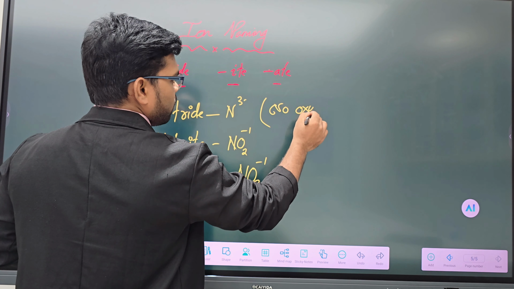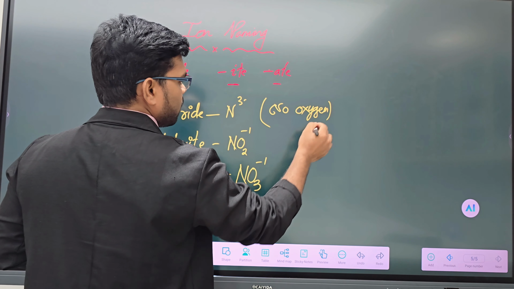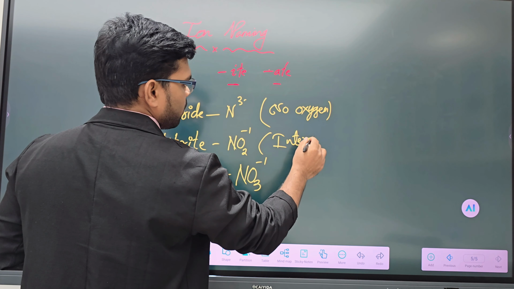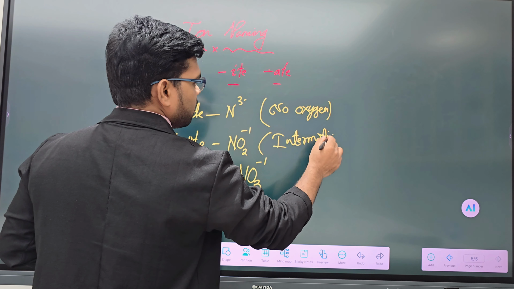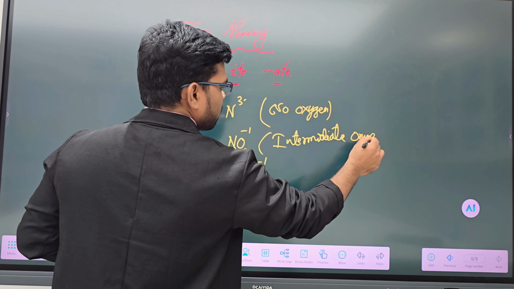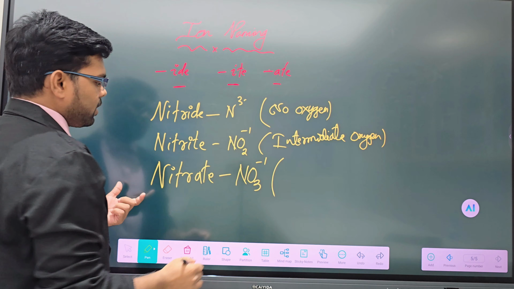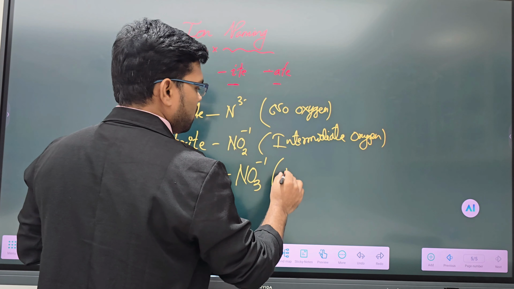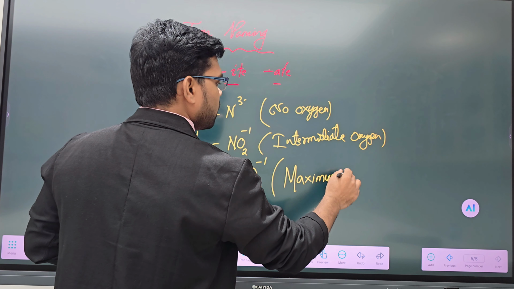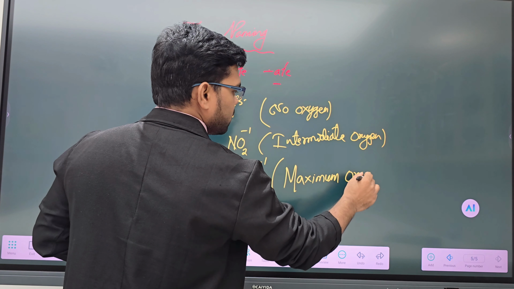Okay, so here you can see there is no oxygen. No oxygen. Here intermediate oxygen is present. And the last one, nitrate, maximum oxygen is present.